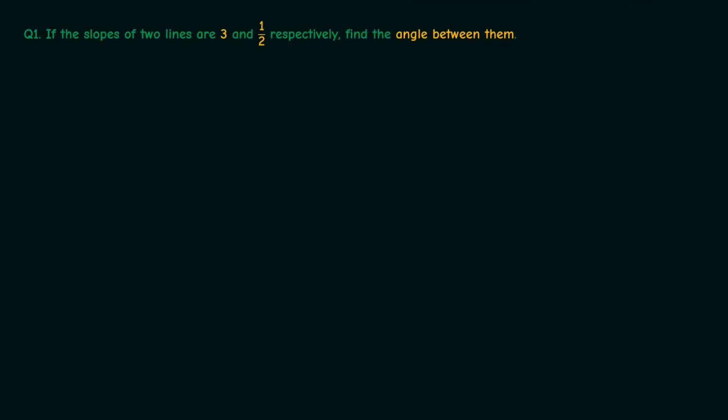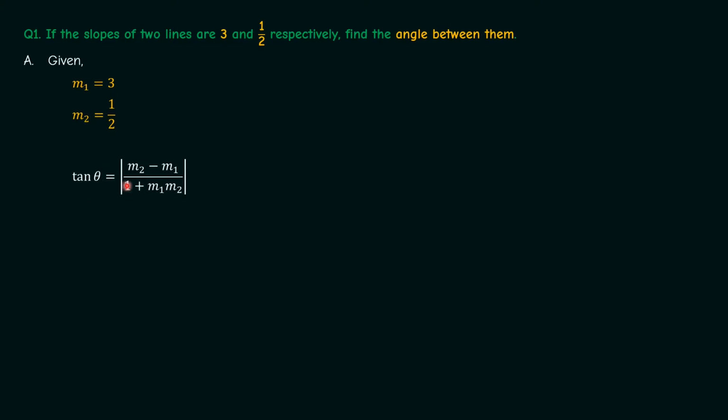Let's try solving a problem. The slopes of two lines are 3 and 1 by 2 respectively. Find the angle between them. Now we are given two slopes, that is m1 is equal to 3 and m2 is equal to 1 by 2. So now we just have to substitute them in the formula to get the value of theta.